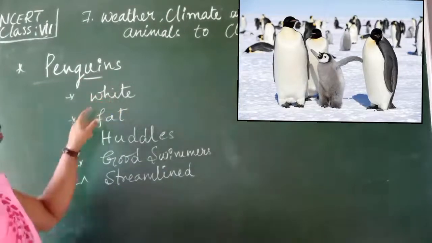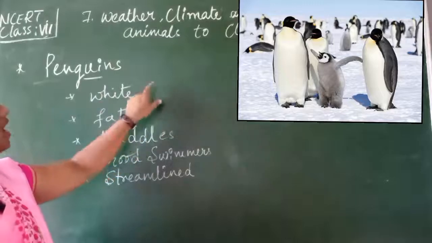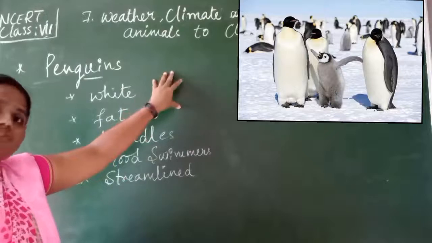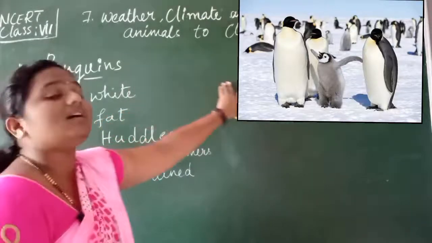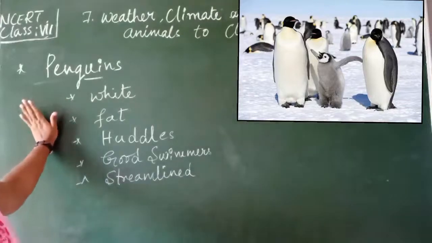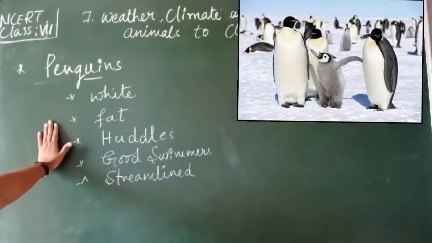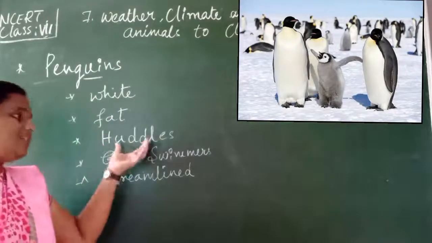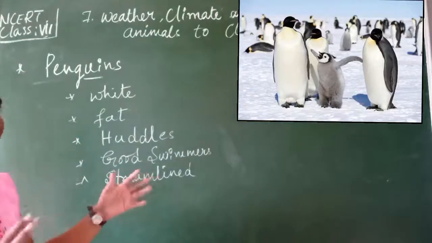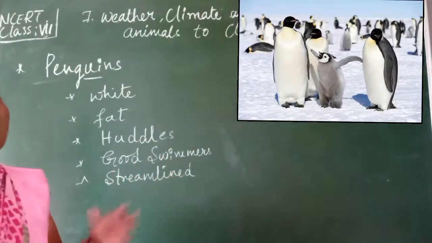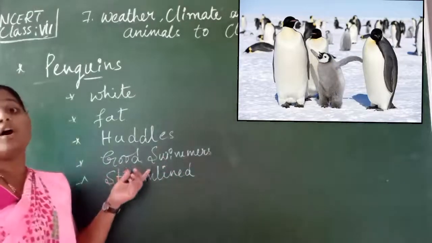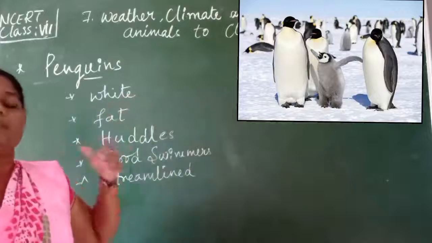Its body is also white in color, children. It almost blends into the white background, that is, the snow. Its body is the same color as snow. It is also covered with fat under its skin, and generally we can find them in huddles together, which means many penguins in one particular place. And moreover they are good swimmers like polar bears, children.